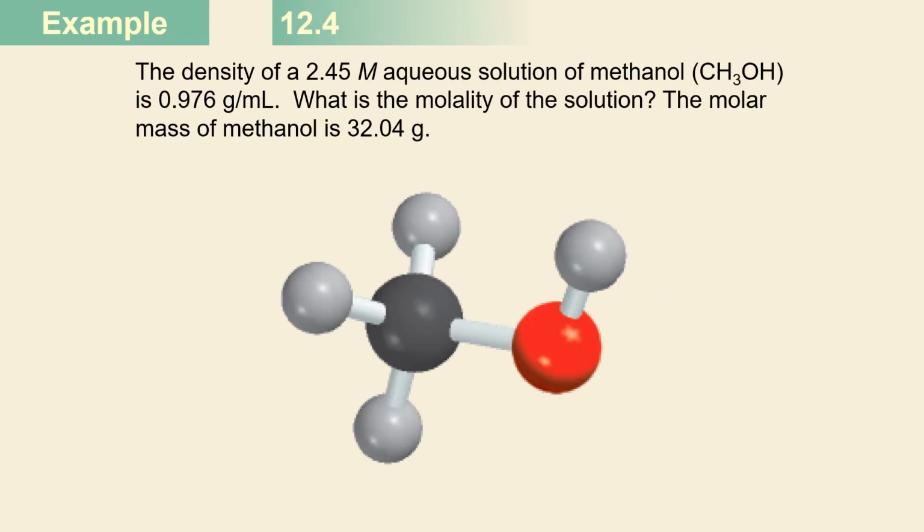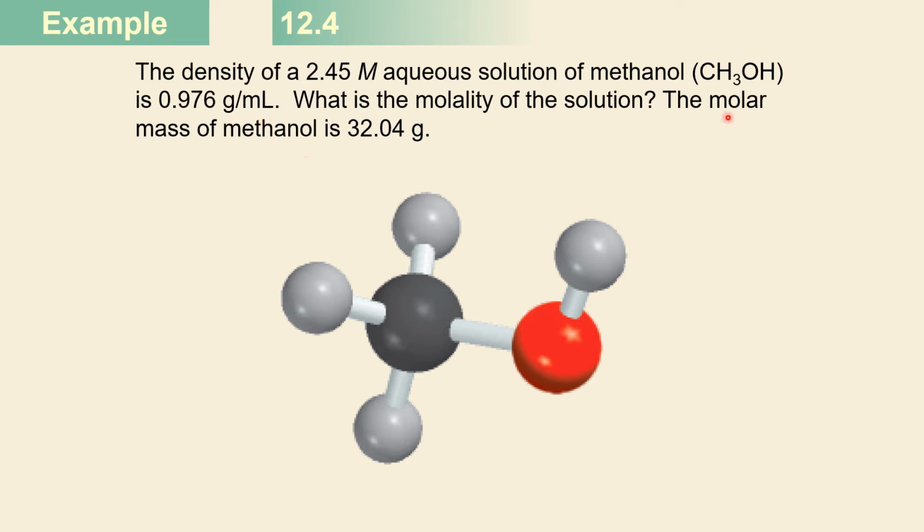However, things can get a little bit harder. Here, we're told we have a 2.45 molar aqueous solution of methanol. Furthermore, we're told that the density of this solution is 0.976 gram per ml. And we're asked to figure out the molality of the solution with these two pieces of information, 2.45 molar and a density of solution 0.976 gram per ml.